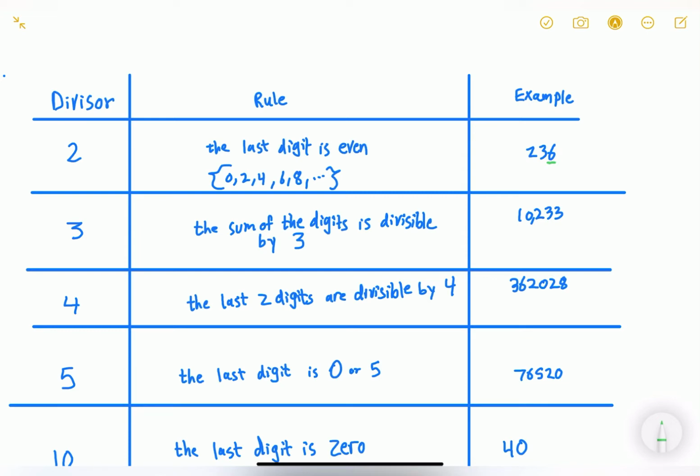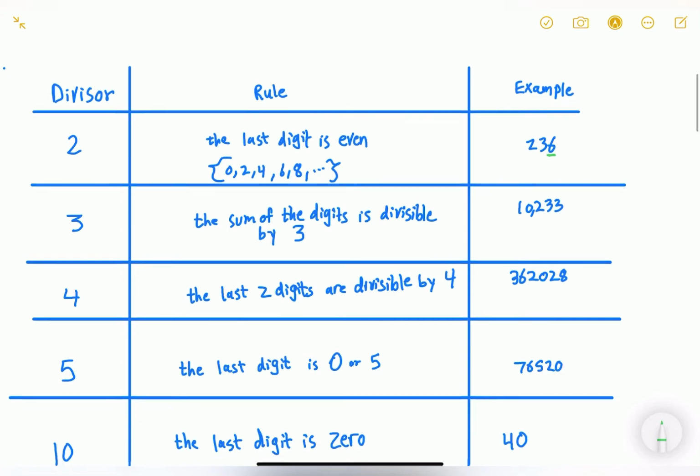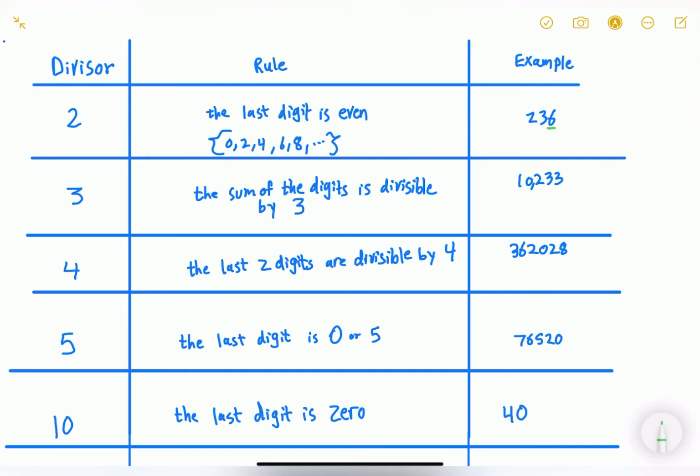Okay, now how do we know if a number is divisible by 3? The sum of the digits is divisible by 3. So what does that mean? Let's add 1 plus 0 plus 2 plus 3 plus 3. 3 plus 3 is 6, plus 2 is 8, plus 1 is 9. And is 9 divisible by 3? Yes, meaning that because the sum is 9, the number is divisible by 3. So all of it is divisible by 3.